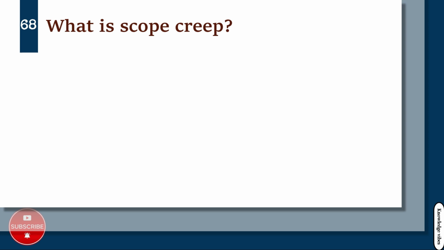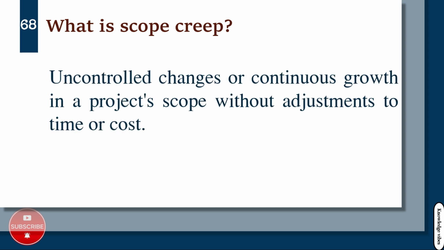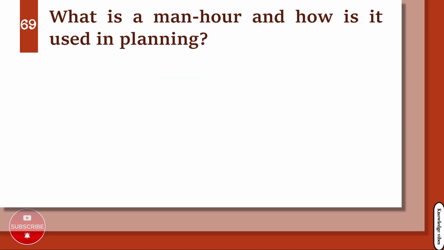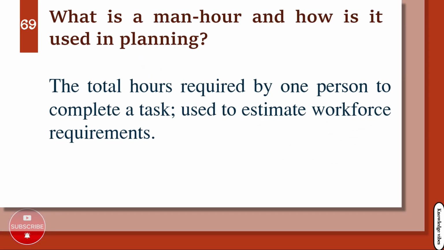What is scope creep? Uncontrolled changes or continuous growth in a project's scope without adjustments to time or cost. What is a man-hour and how is it used in planning? The total hours required by one person to complete a task, used to estimate workforce requirements.